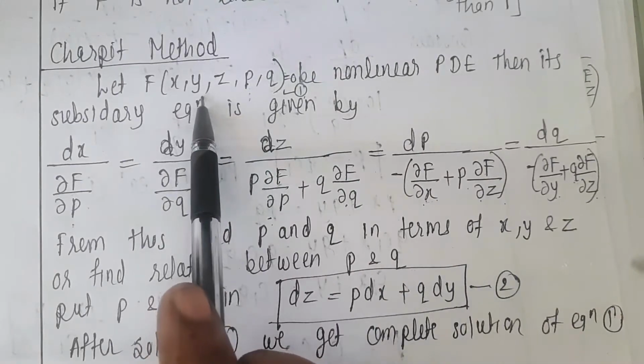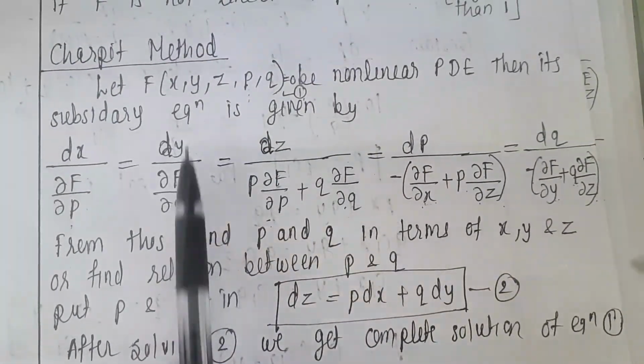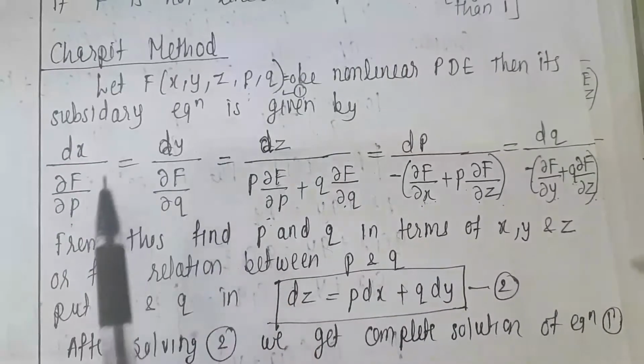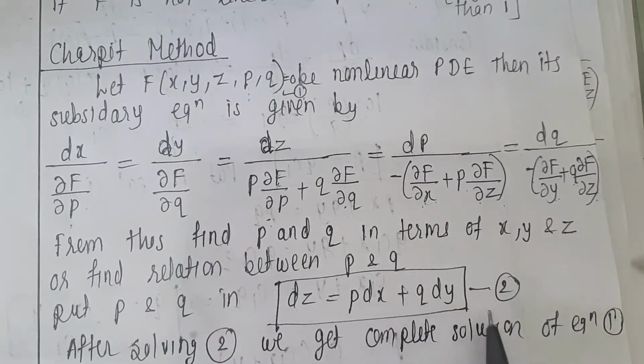Denote the given function by f, find all the derivatives of f with respect to x, y, z, p, q, then write the auxiliary or subsidiary equation and use dz = p dx + q dy to find the complete solution.